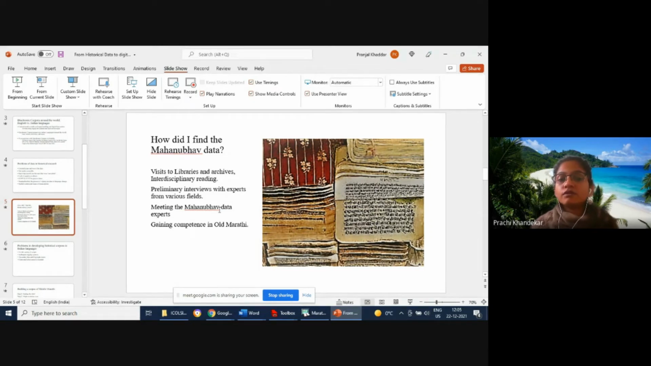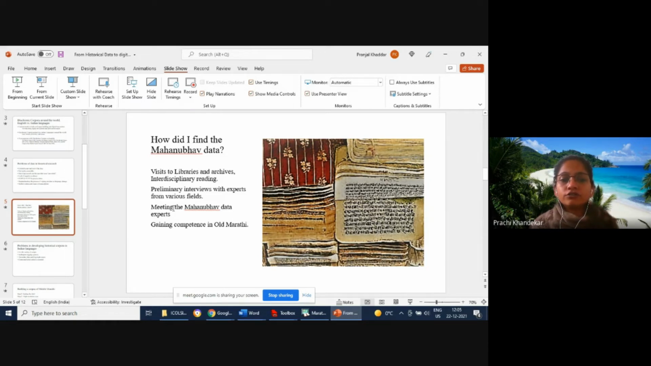Meeting with the Mahanubha community experts was also a very lengthy process, because these scholars travel a lot, and they are not accessible through emails or phones. Nothing. They don't entertain everybody into their close group, because they guard their data with their lives. As you see, these are texts handed down from generations to generations, and they keep it very safely. They don't let everybody see it.